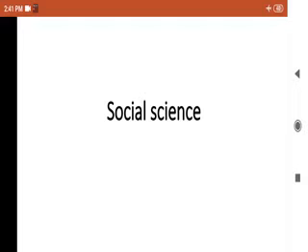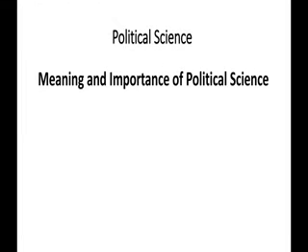As we know, in social science, political science is a major subject. So let us see the first lesson, the meaning and importance of political science. Do you know what political science is? Let us see. Political science is one of the social sciences dealing with the political activities of man. It is a subject that deals with the political activities of man.